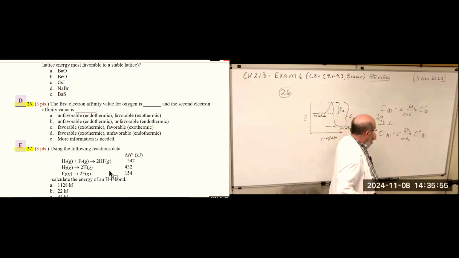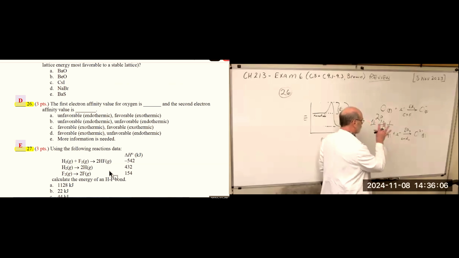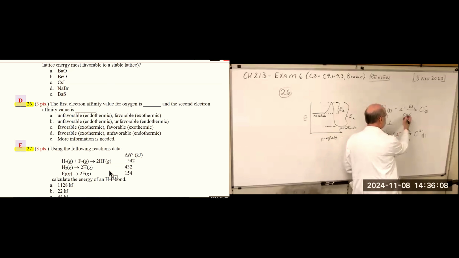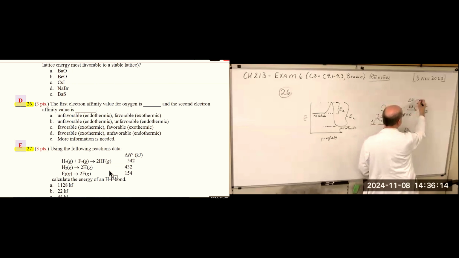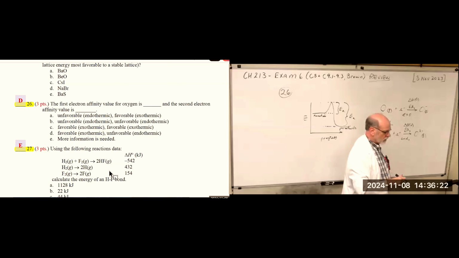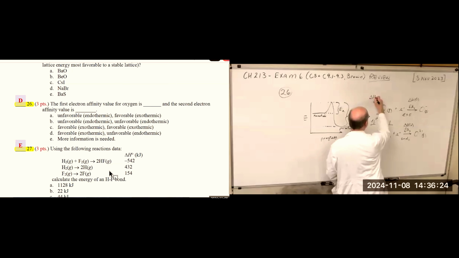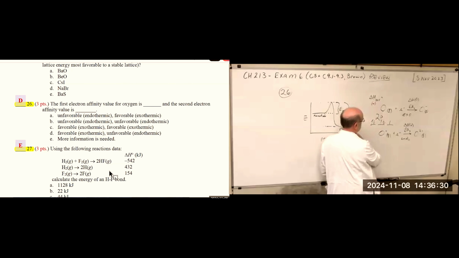Now the question is, why does oxygen prefer a 2- charge? Because it does. We have to explain why it does. Well, the first is favorable, so it gives up a certain amount of energy. This delta H is negative. This delta H is positive. So what we're looking for is the delta H total to be negative. We want that to be negative, to be favorable overall.